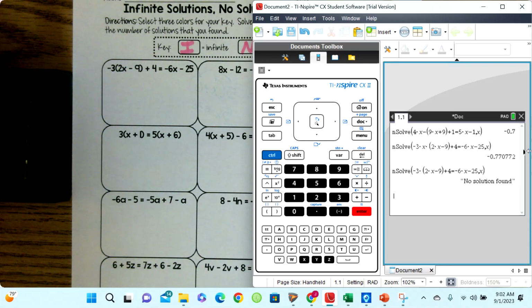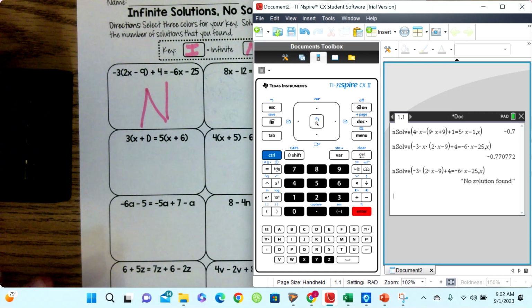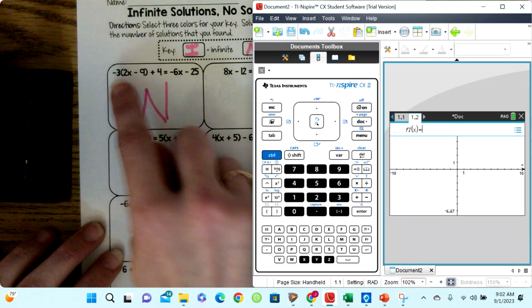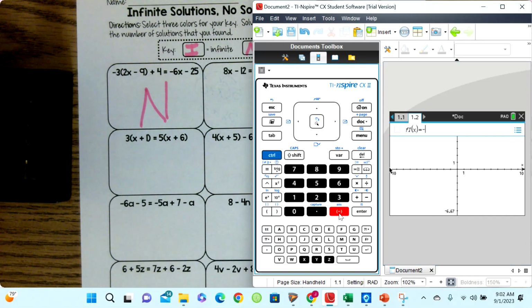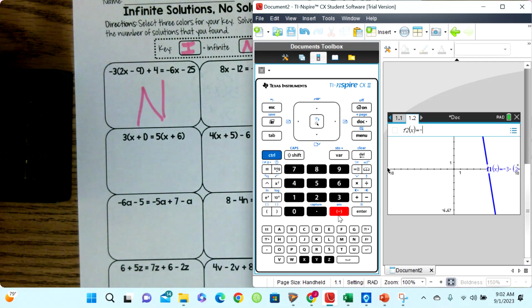Okay, sorry about that. When you put the equation in, it's going to give you this answer, no solution found. And that means there are no solutions. And all you're going to do is put an N in that box, no solutions. So to show you what this looks like when we graph it, I'm going to graph just this side of the equal sign: negative 3 times 2x minus 9 plus 4. And then I'm going to press the down arrow key and put this side of the equation in. You don't have to do this part. I just want you to see the visual on it.